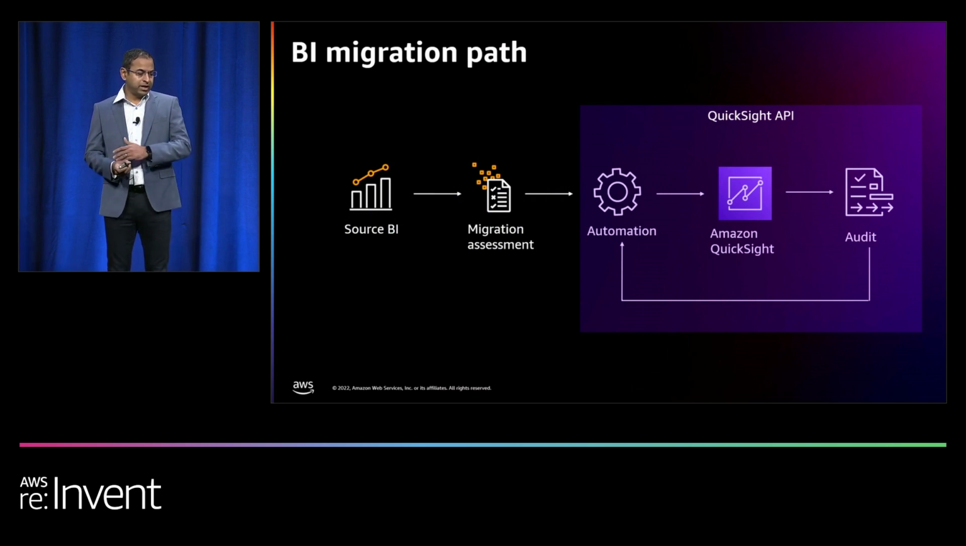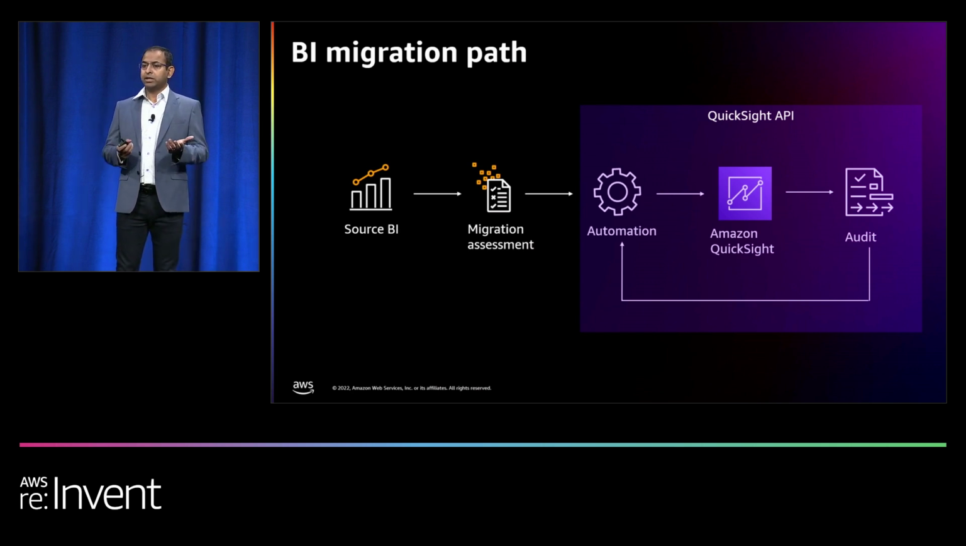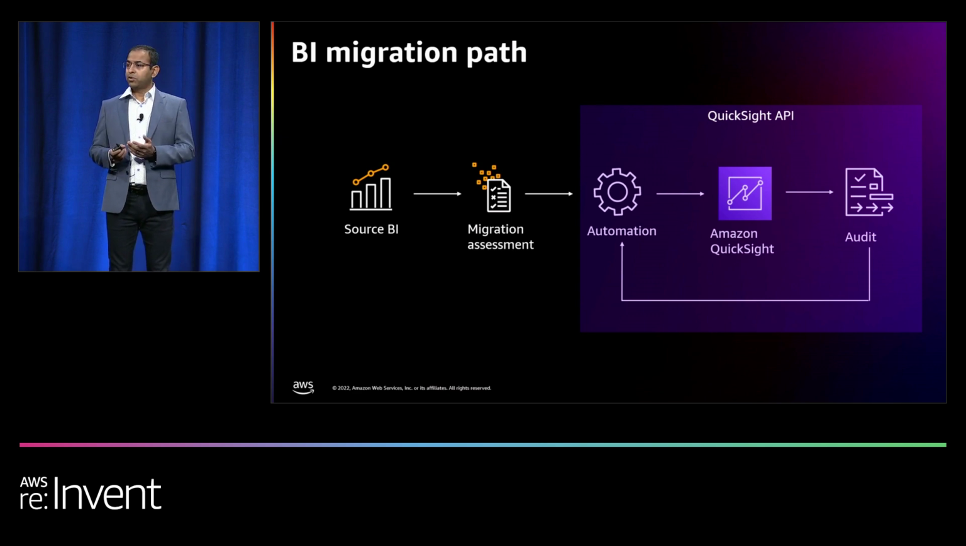Now, fitting back to our BI migration path, QuickSight APIs provide you the automation tools that you can use to migrate data set, which is the data model, a logical data model, as well as the reporting or visual layer. And then you can also use CloudTrail to audit, where you're finding issues, as well as you can check in your UI to see the reports and dashboards have come out as your end users are expecting.